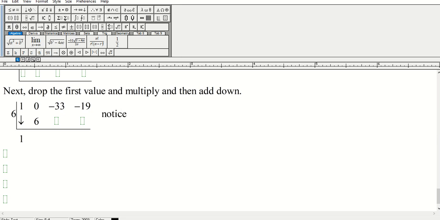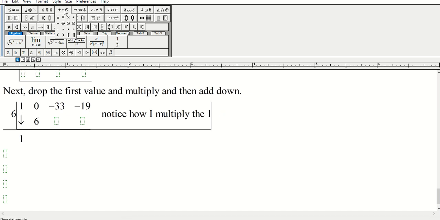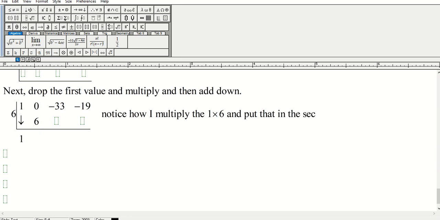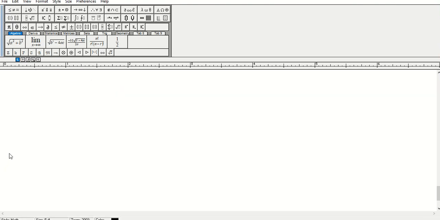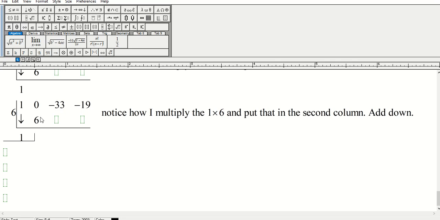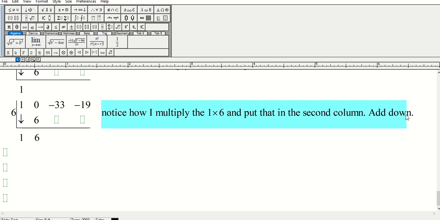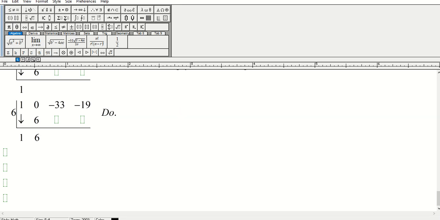Notice how I multiply the 1 and 6, 1 times 6, and put that in the second column. Okay, add down. So the next one, now I'm going to add down, rinse and repeat. Do it again and again.